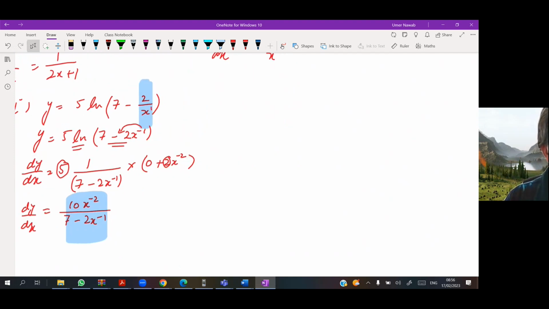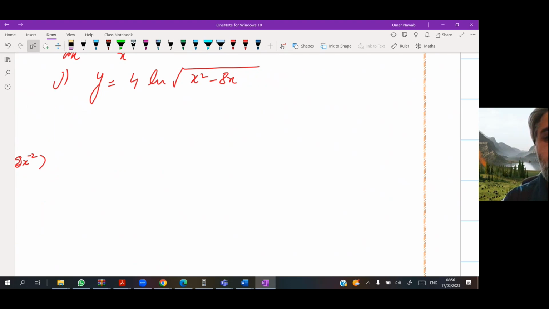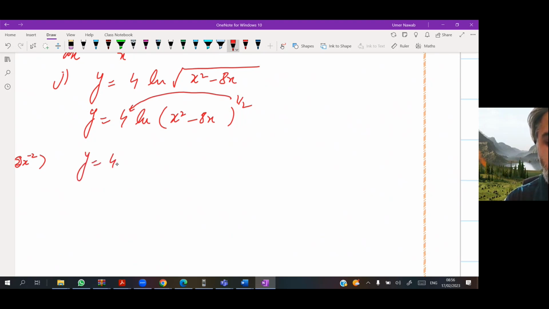Now I'm going to go to the J part. So the J part says y equals 4 ln of a big radical sign, the square root of x squared minus 8x. Now this tells you we have to write this radical in a power form, (x squared minus 8x) to the power 1/2. We are allowed to use the power property of log. So 4 times 1 over 2 ln of x squared minus 8x. Cancel 2 with 4, so y equals 2 ln of x squared minus 8x.